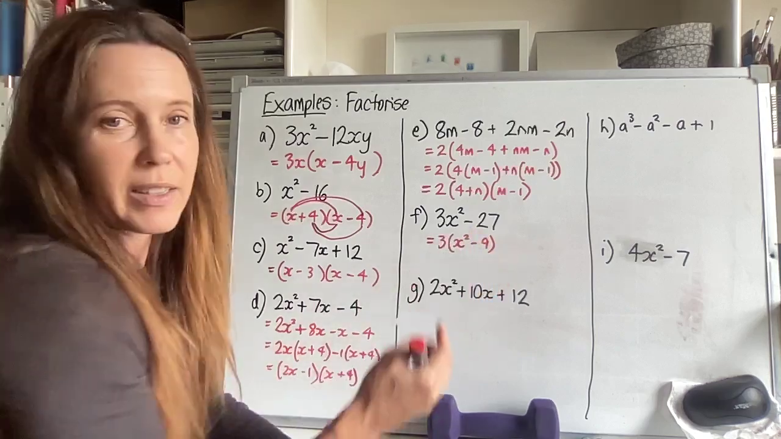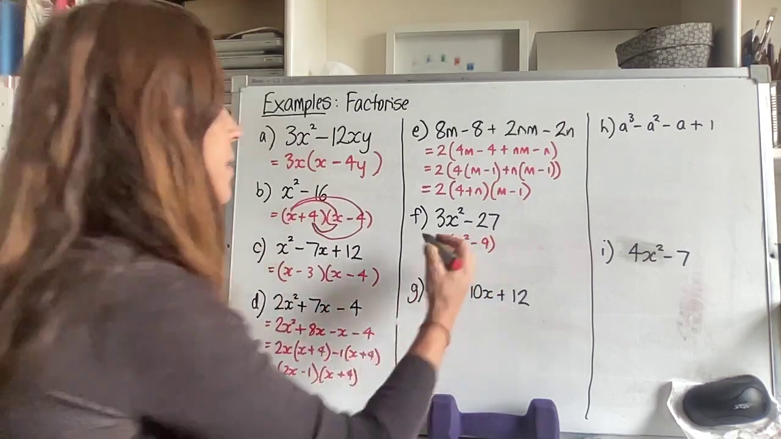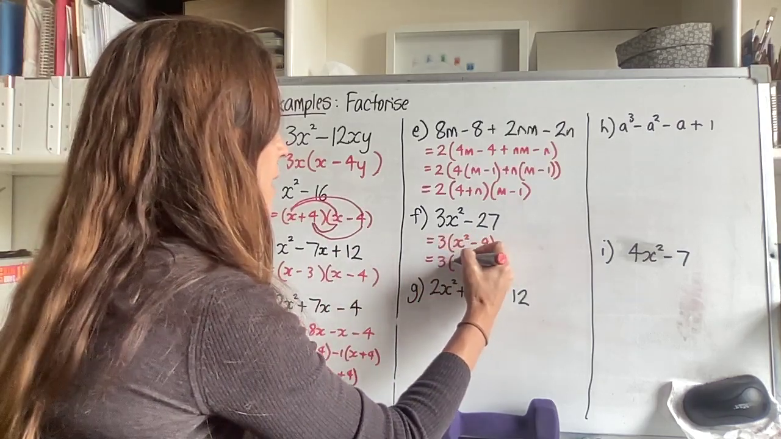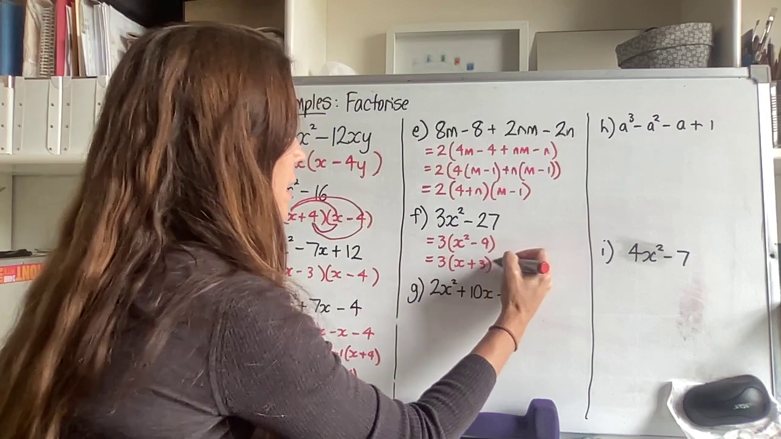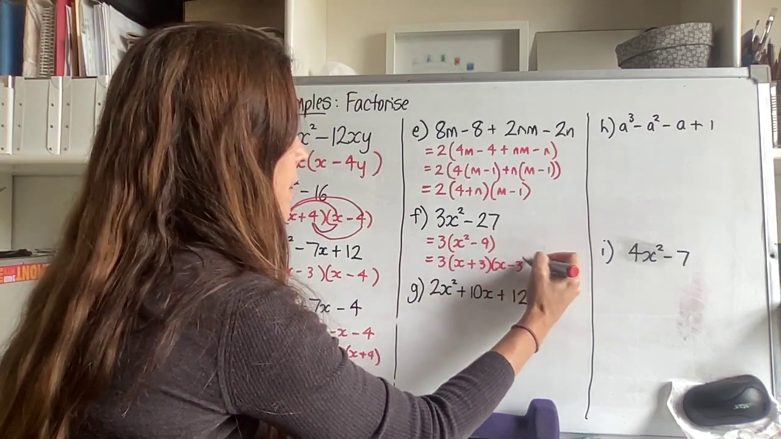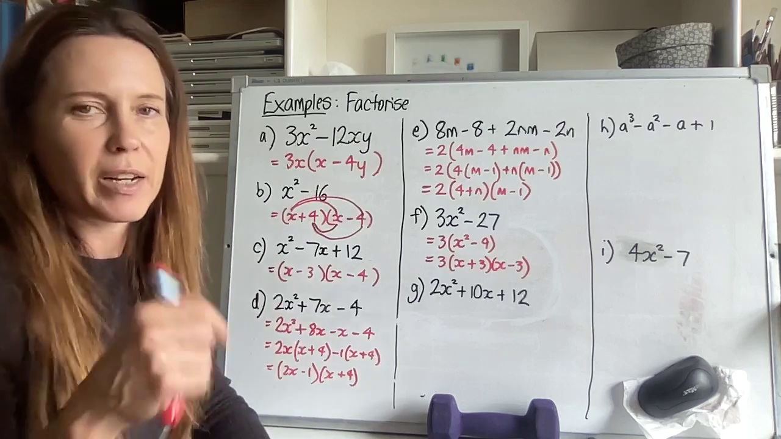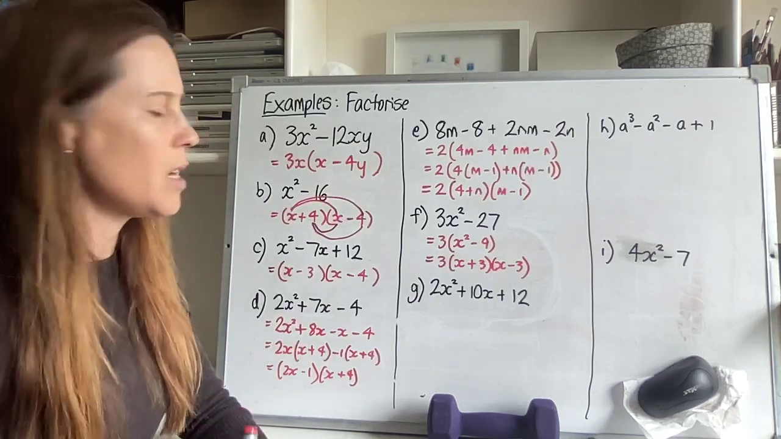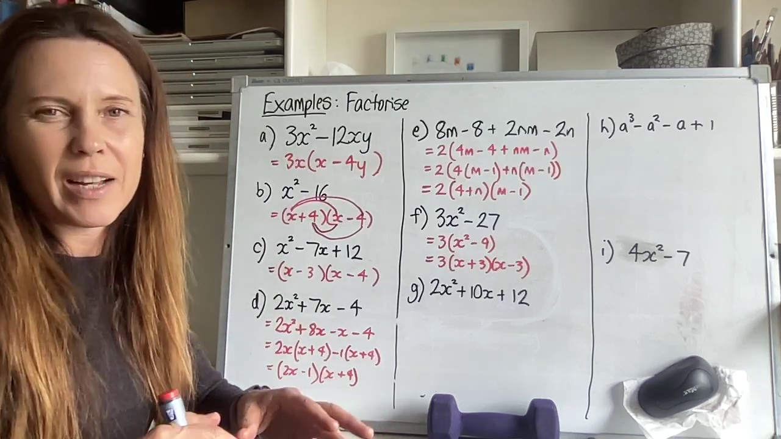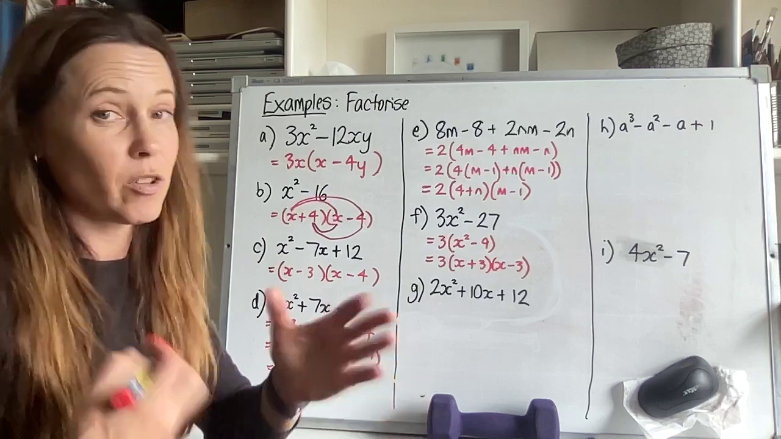These don't share a common factor, but they are the difference of 2 squares. So I can see that they expand into x plus 3, x minus 3. Now, if I hadn't spotted that I could bring a 3 out the front at the beginning of that last question, I would have ended up in a world of hurt and have an answer that not only is messy, but is not fully factorized.